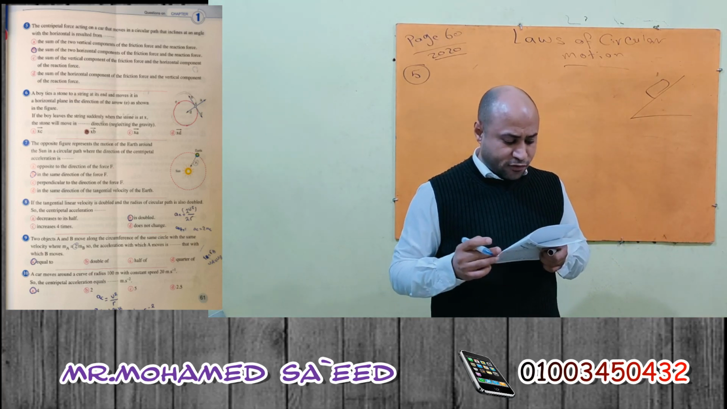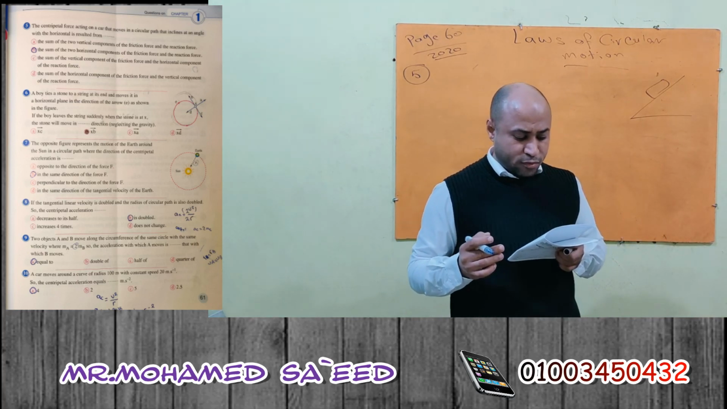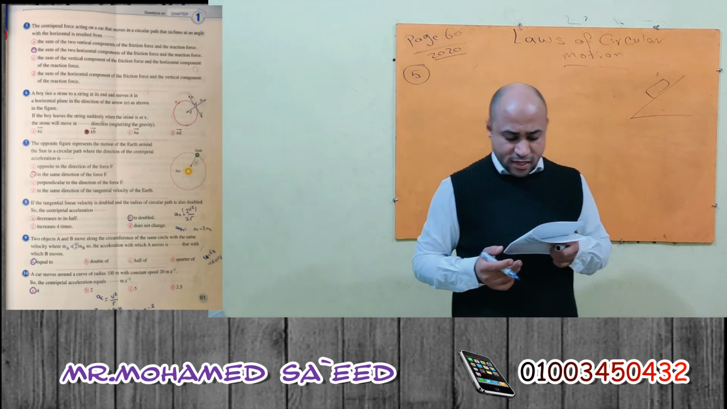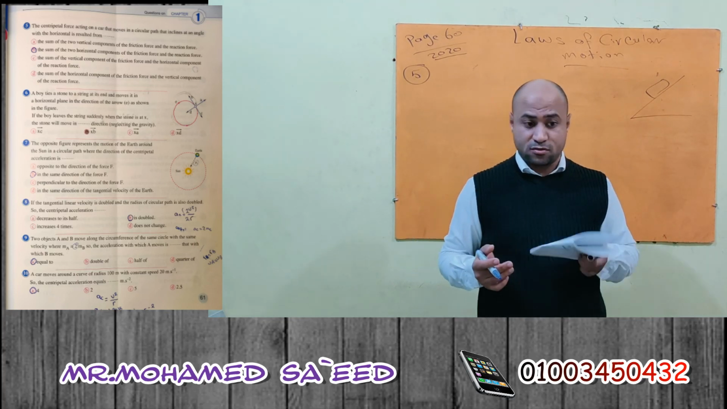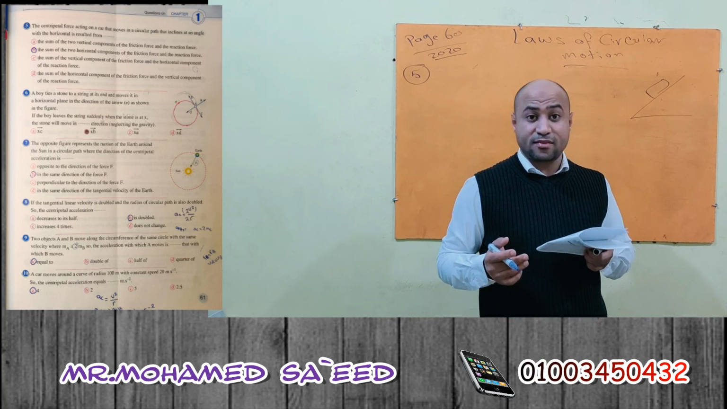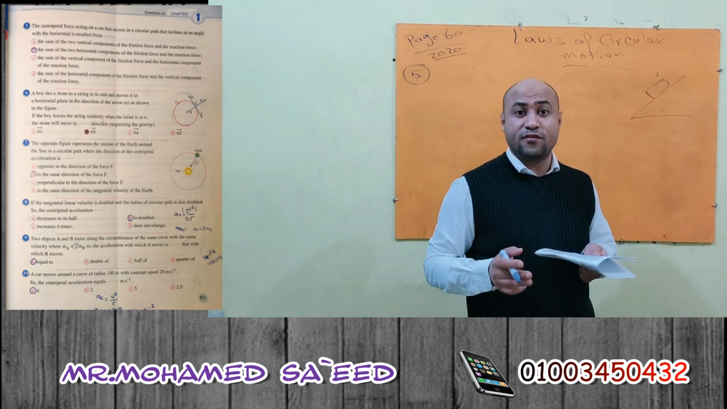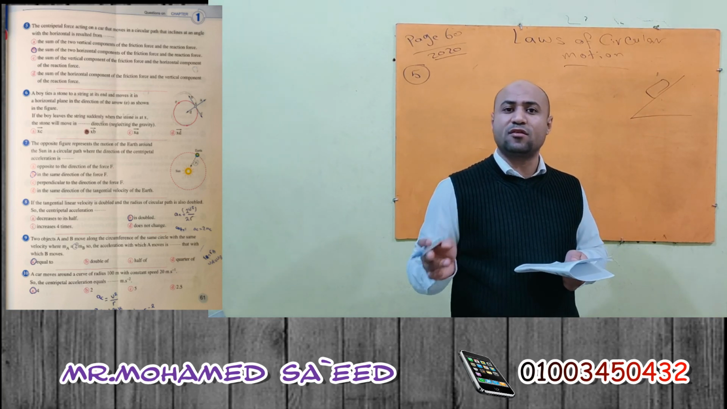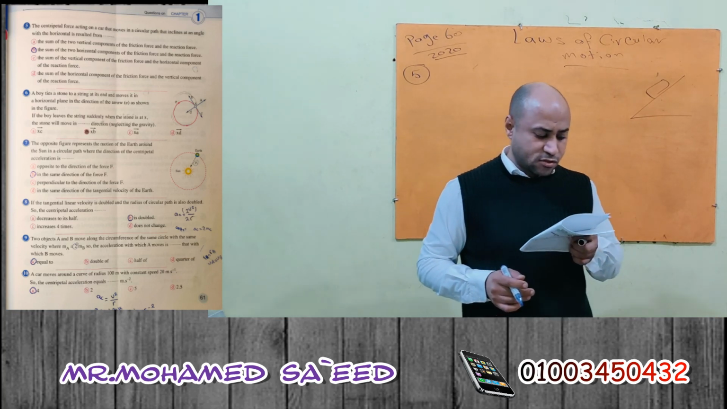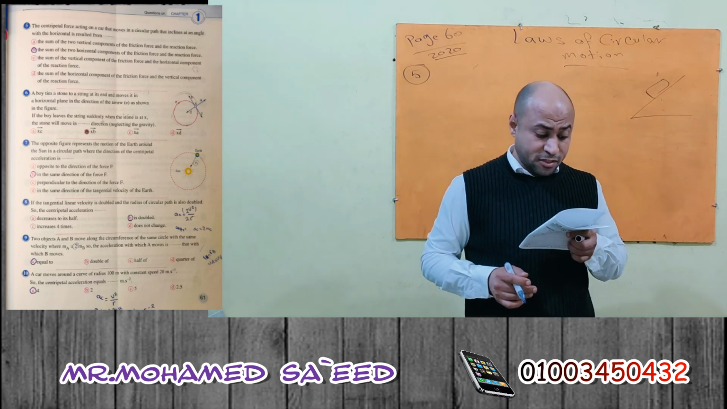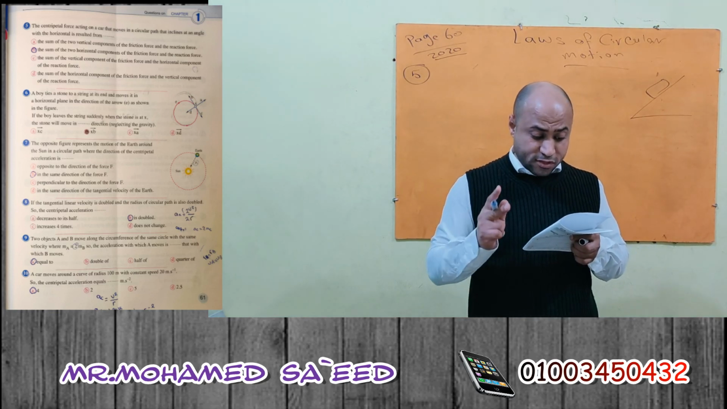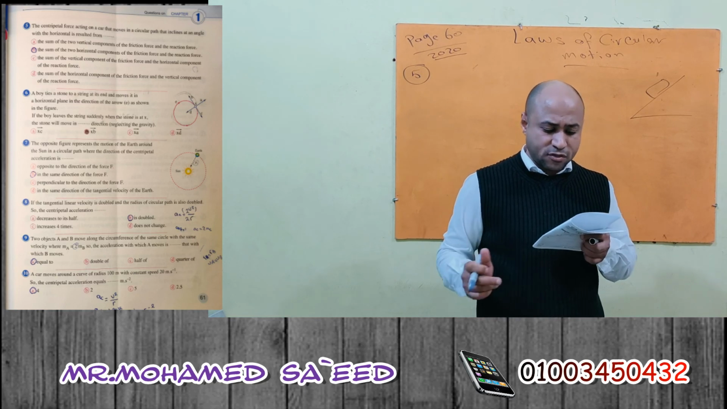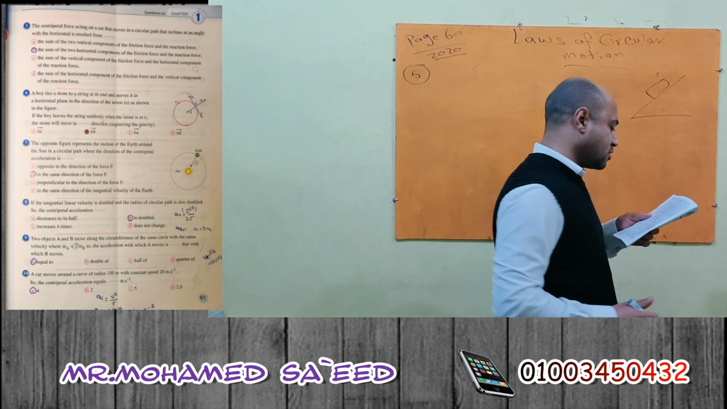The summation of the two vertical components of the friction force and the reaction force. It's wrong. We said that the force that keeps the body moving in a circular path, in this case, is the friction and the horizontal component of reaction. So the true answer is B, the summation of the two horizontal components of friction force and reaction force.